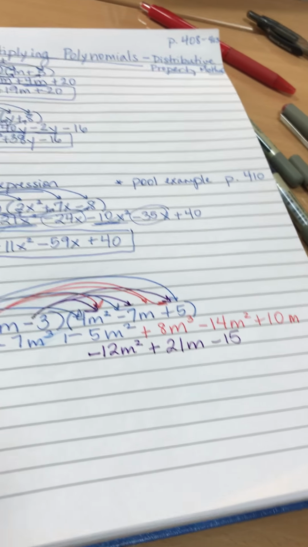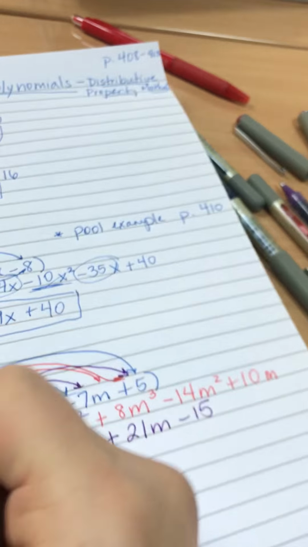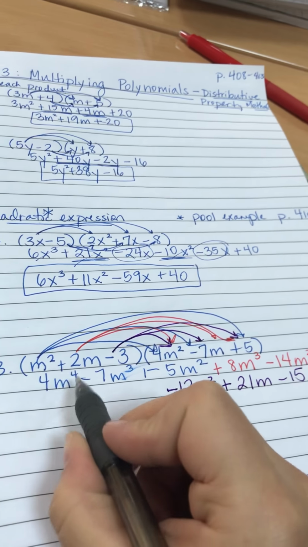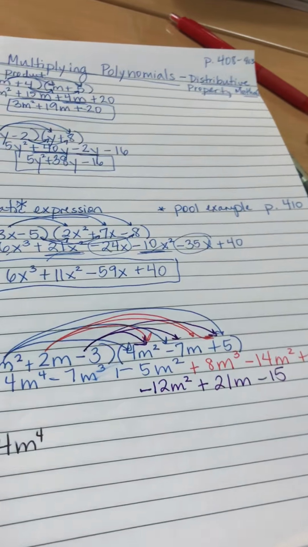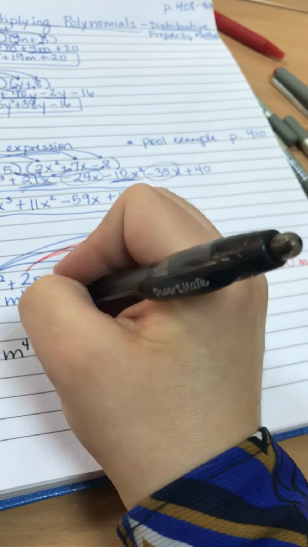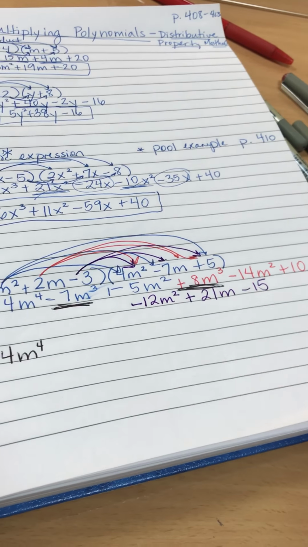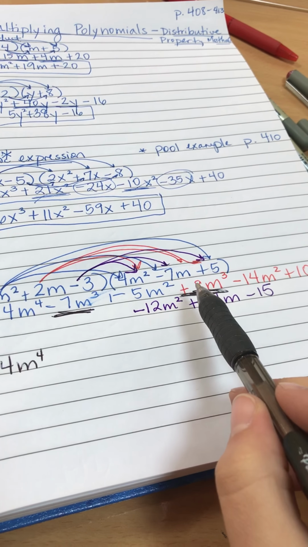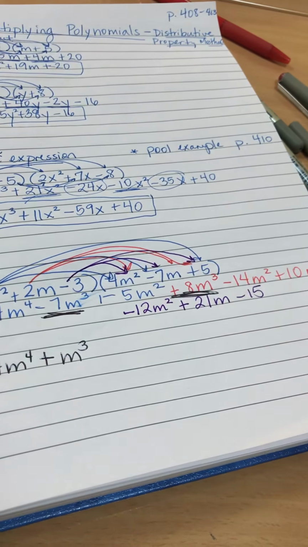So here again, I need to combine my like terms. Let's find some like terms. The 4m to the fourth power has no like terms, so I'm just going to go ahead and write it first, because it's my biggest exponent. The cubed has one there, and then it has another one here. So we have negative 7 and positive 8, which would give me a positive 1m to the third.